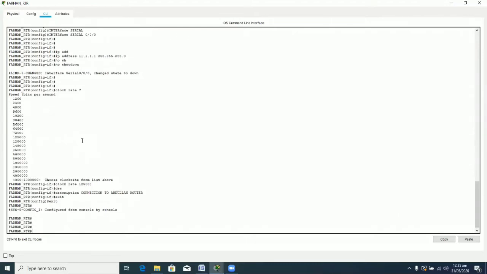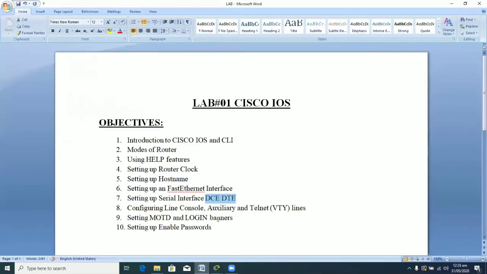Now I will be moving to the other router to configure the other end of the serial connection, but that I will be doing after informing you about how the console line and auxiliary line and the VTY lines work. What are the console line and the auxiliary line and VTY line? Basically, there are two methods to enter into your router physically, and one method to enter into your router logically.